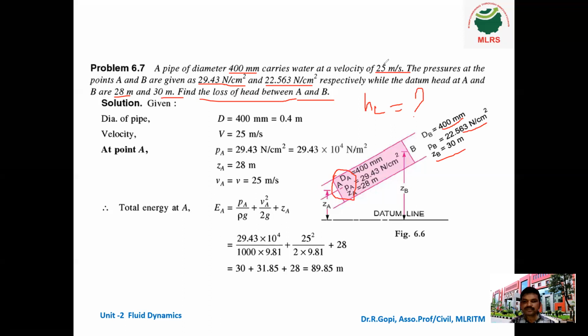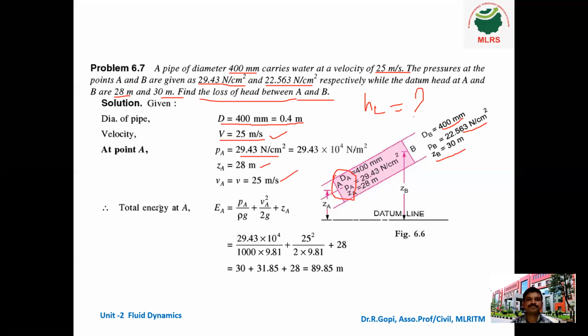So we know the Bernoulli's equation for real fluids. So apply that Bernoulli's equation for real fluids, we can easily get the answer. So now write the data given. D is 400 mm, you convert it into meter, that is 0.4 meter. And velocity in the pipe, since the cross section is the same, that means the diameter is the same throughout the pipe, so velocity is also the same, that means 25 meter per second, that is also given in the question. Next, pressure at A is 29.43 Newton per centimeter square. Next, ZA is 28 meter, velocity 25 meter per second.